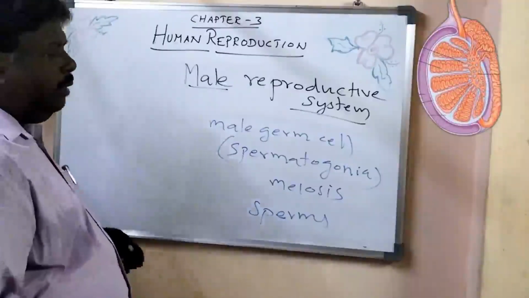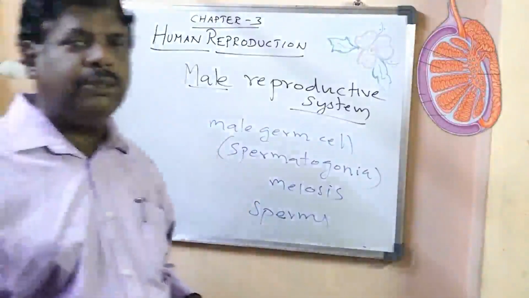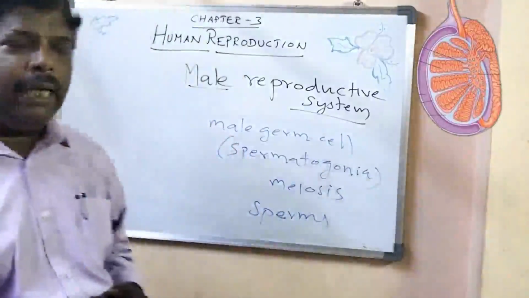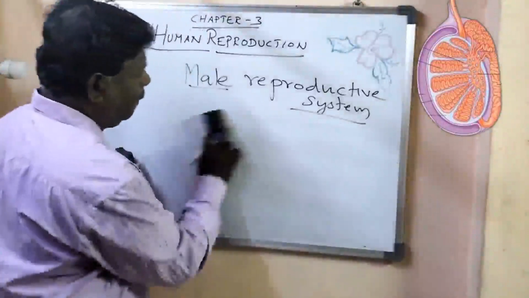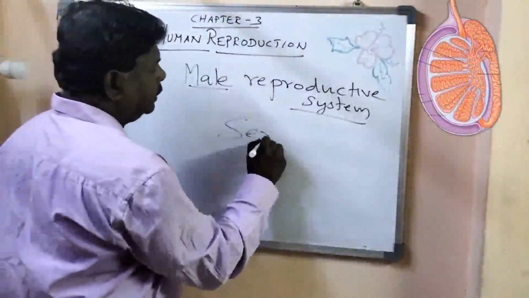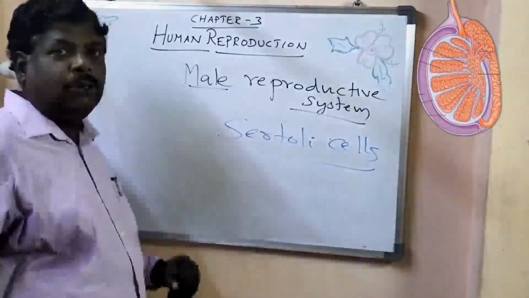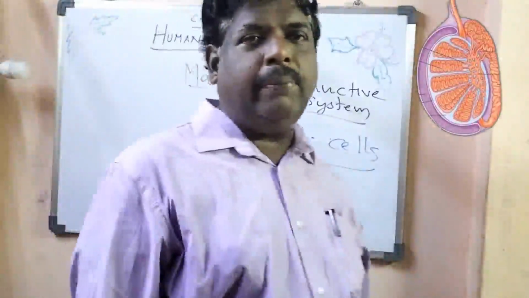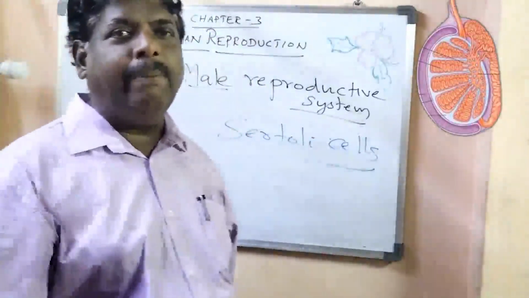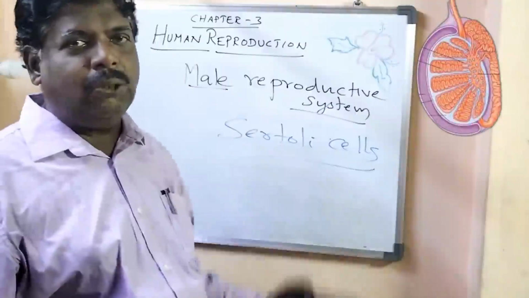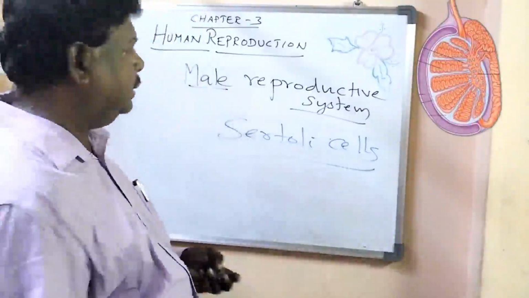And there is one more lining of cells in the seminiferous tubules, which consists of Sertoli cells. These Sertoli cells provide nourishment to the developing sperms. Especially the head of the sperm will be embedded into the Sertoli cells.